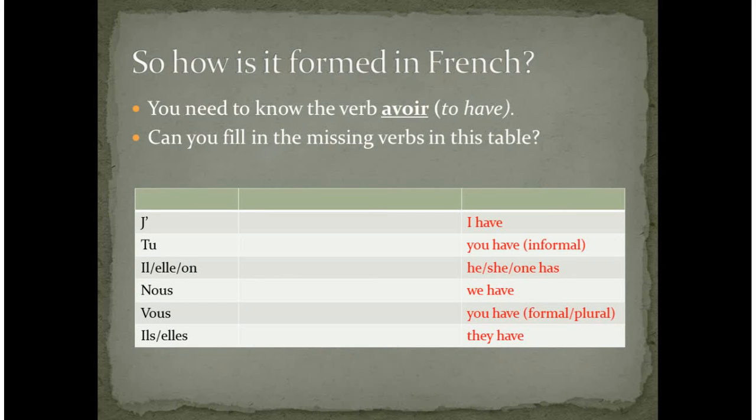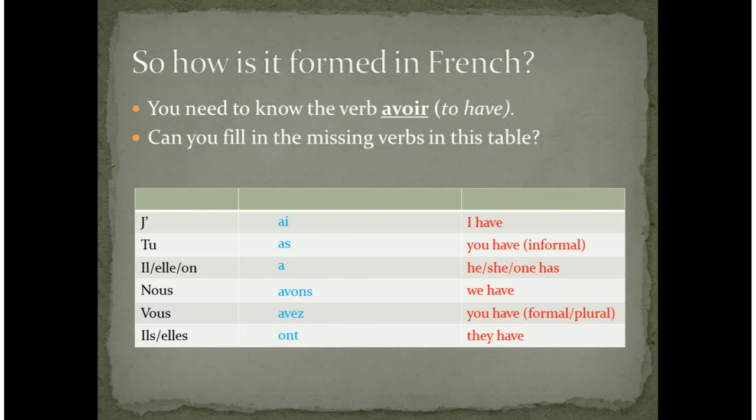Now let's check your answers. So j'ai is I have, tu as is you have, il a, elle a, on a is he, she or one has, we have is nous avons, you have is vous avez, and they have is ils ont, elles ont.